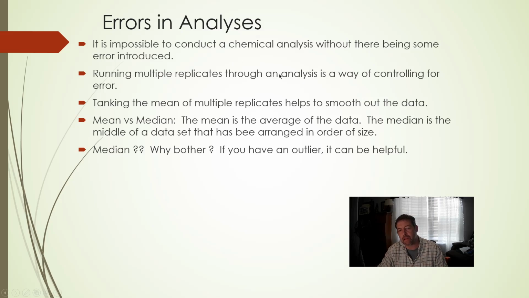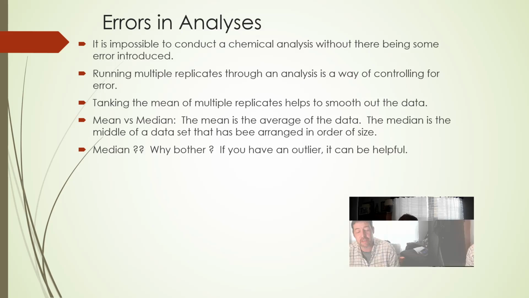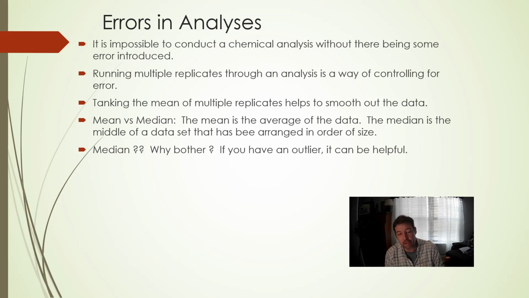It's impossible to conduct a chemical analysis without there being some error introduced. You're always going to have some error. Even if you got everything perfect, you still have the Heisenberg uncertainty principle, that the measurement itself is disturbing the actual sample in some way. So there's no such thing as a perfect analysis. There's always some level of error. Running multiple replicates through an analysis is a good way of controlling for those errors. So you have more than just one sample. Taking the mean of multiple replicates helps to smooth out the data.